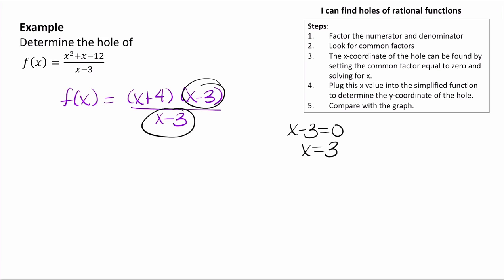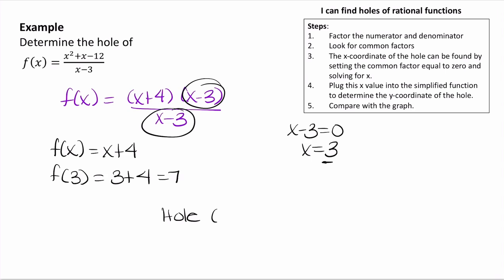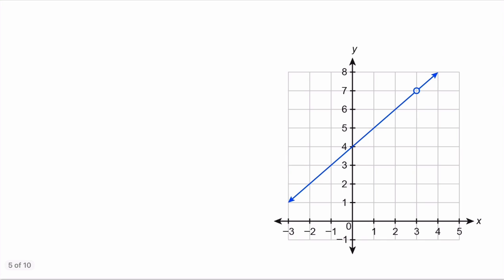In order to figure out the y-coordinate, I'm going to cancel the common factor, and that's going to give me f of x equals x plus 4. Now I'm going to take this 3 and plug it into this simplified function. So I have 3 plus 4, which is equal to 7, so that means this graph has a hole at 3, 7. You can graph this function in Desmos to verify there is in fact a hole there. When you look at it in Desmos, you won't see it, but when you click on it, you'll see the point change to an open circle, and it'll say 3, undefined, and that is how you know there's a hole at that point.